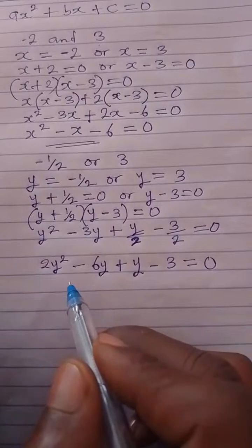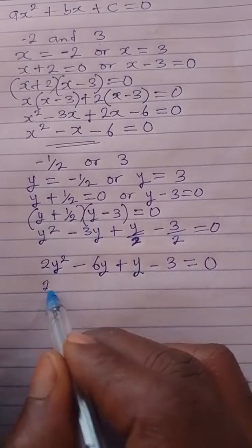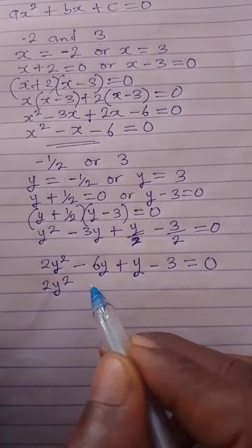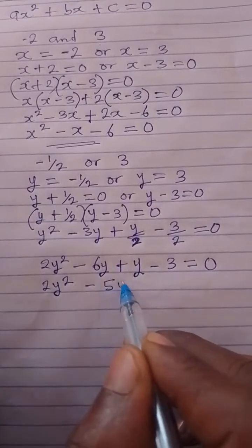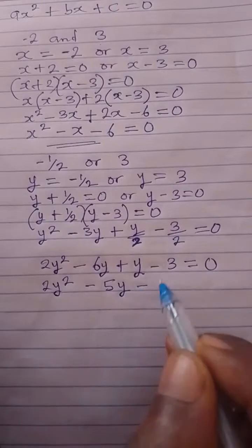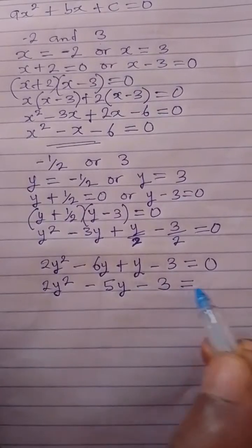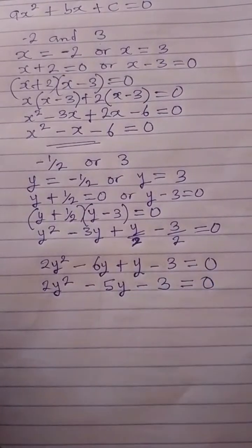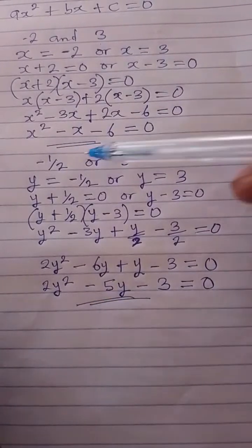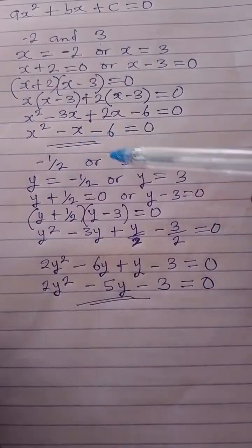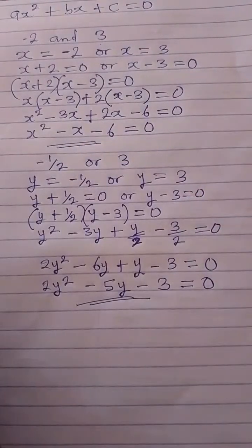Now to continue, we have 2y squared. Then minus 6y plus y will give us minus 5y. Then we have minus 3. This is now equal to 0. So this is the quadratic equation that has the root minus 1 over 2 or 3.